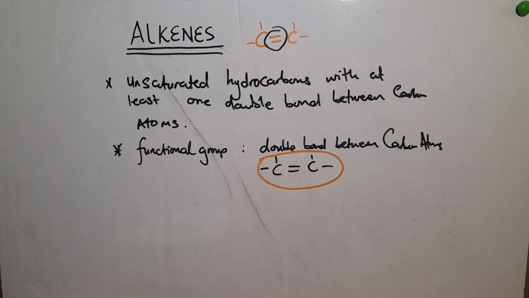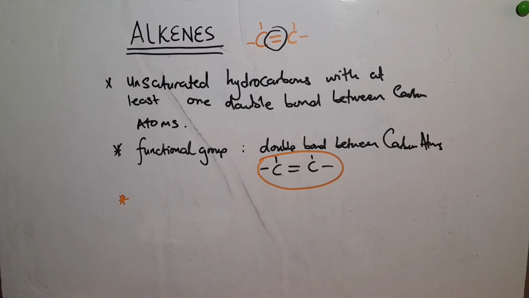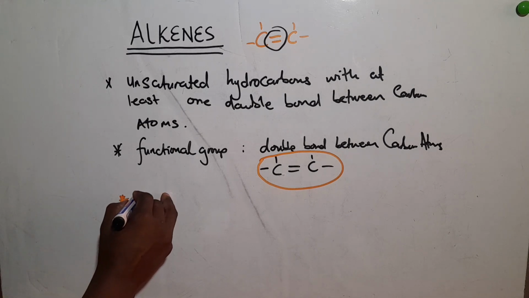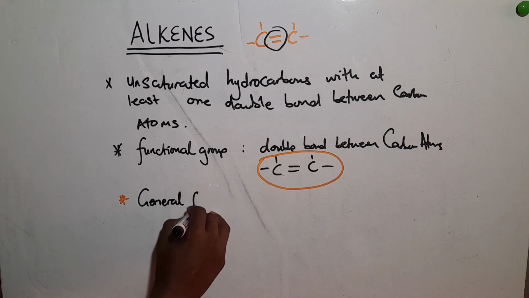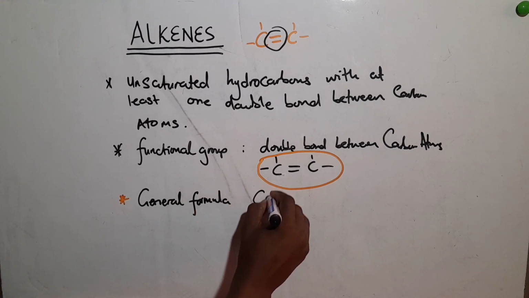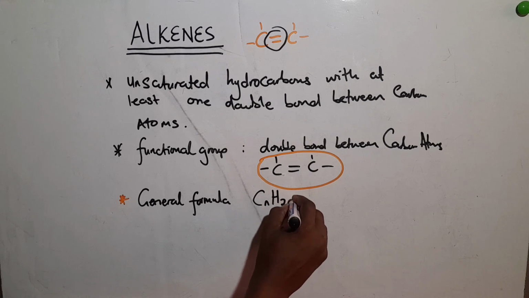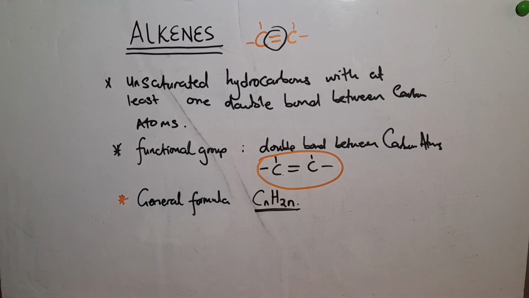right? So what else? So these alkenes, they have the general formula of CnH2n, like that. So it's different from that of alkanes, right?